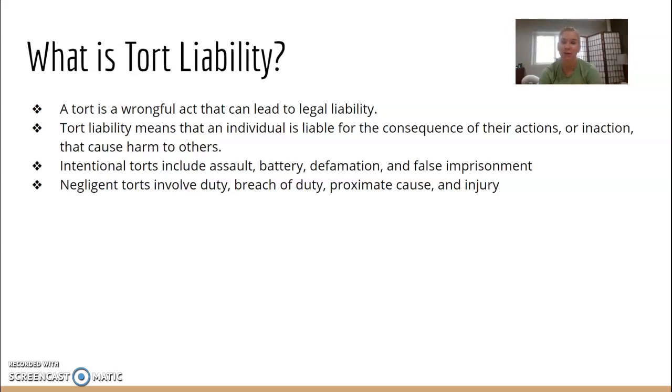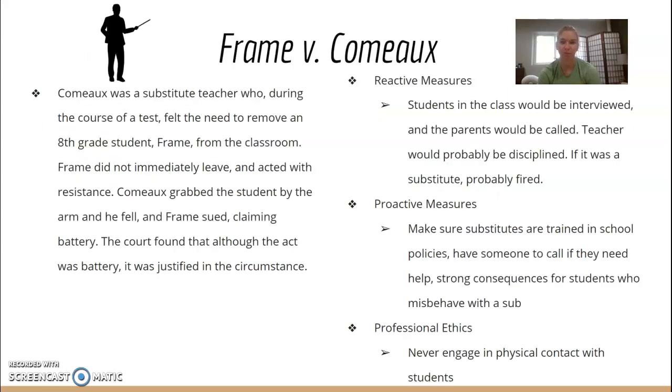So what is tort liability? It's a wrongful act that can lead to legal liability. Usually the individual is liable for the consequence of their action or inaction that causes harm to others. You can have intentional torts or negligent torts. Intentional torts would be assault, battery, defamation, or false imprisonment. Negligent torts result from negligence, which includes having a duty and then having a breach of duty, proximate cause, and then resulting in an injury.